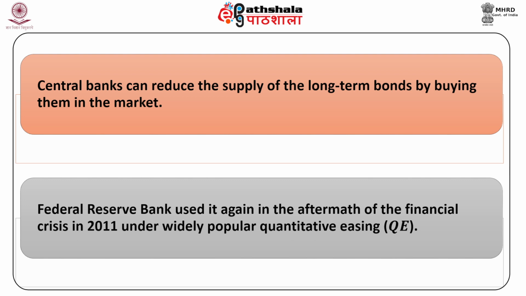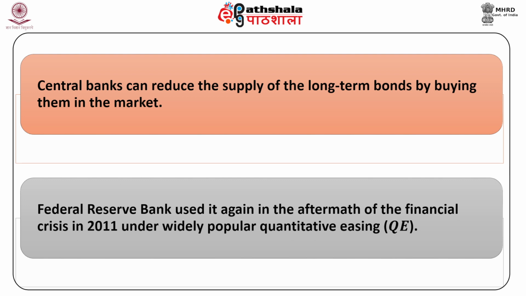This can be accomplished by operation twist, basically changing the maturity composition of government bonds held by the public in a manner to affect yield in the desired direction. The Federal Reserve Bank did it in 1961 to flatten the yield curve by selling the short-term bonds and using the proceeds to buy the long-term bonds. This works even when the short-term rates touch the ZLB.